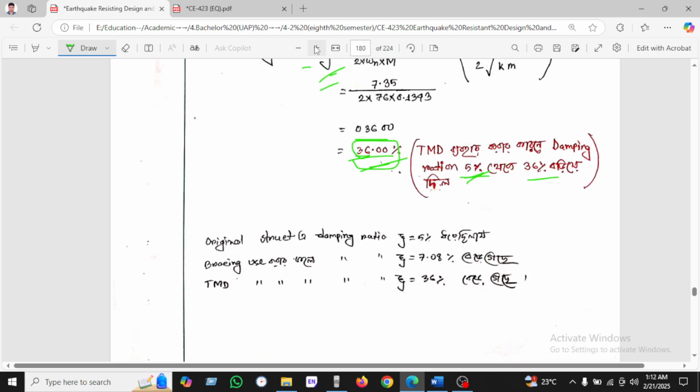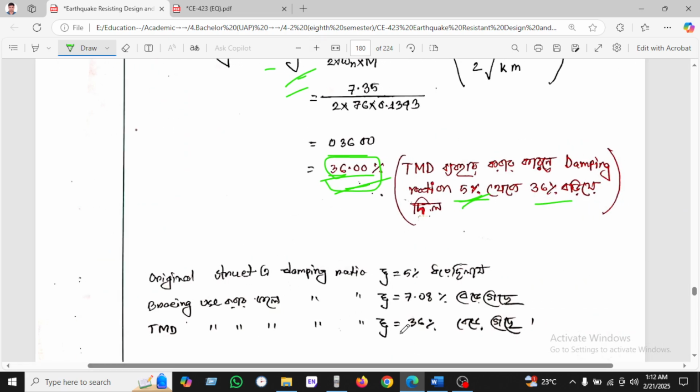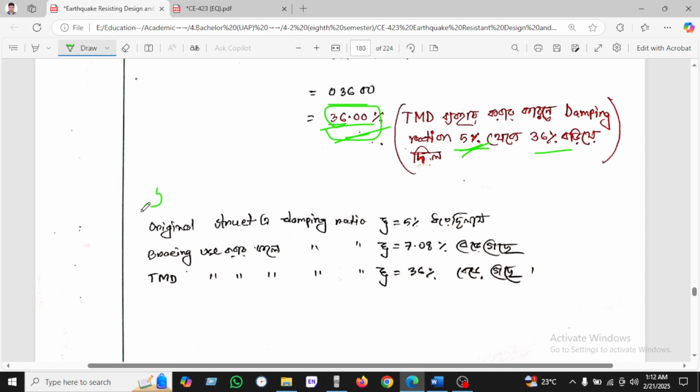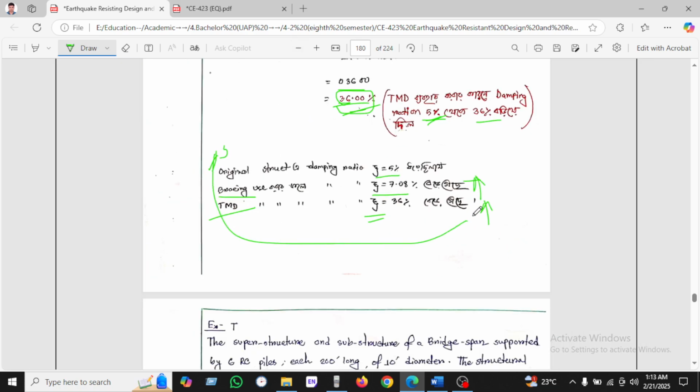So if we summarize, this is the summary. In the original structure, the damping was 5%. When using the bracing, the damping psi is increased to 7.07%. When we use a TMD, a tuned mass damper, the damping ratio psi is increased to 36%. So this is our main summary.